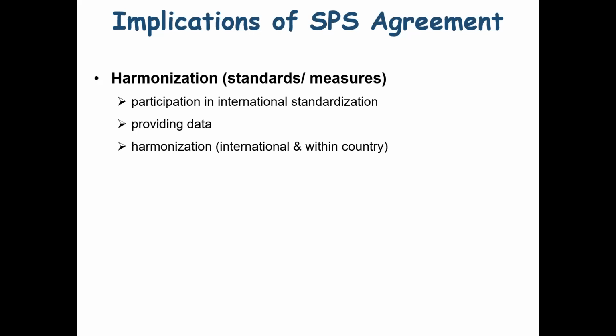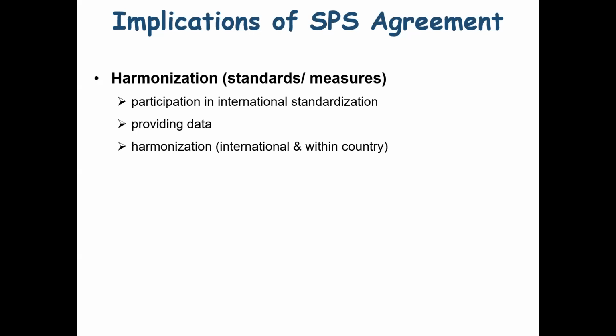Providing data is a very important area because, as I mentioned, the standards are science-based, risk-based. So for these risk bases, data is needed from different countries. Normally what happens, the data comes from the developed countries, and based on that data, they would form the standard. They would develop the standard or the measure. So it is very important for developing countries also to provide data.